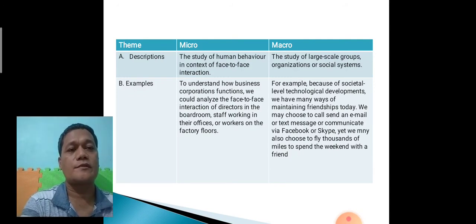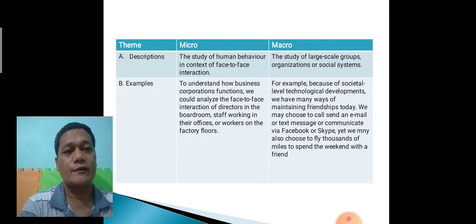Ito yung approaches. Kanina, sociological analysis of situation in society. This one, yung tinatawag nating approaches. So, we have the description again and the example. Sa micro, like with other different study, when we say micro, a smaller part, okay? Macro, yung a bigger portion or approach. Okay? So, micro, the study of human behavior in context of face-to-face interaction. While macro, the study of a large-scale group, organization, and even social system.